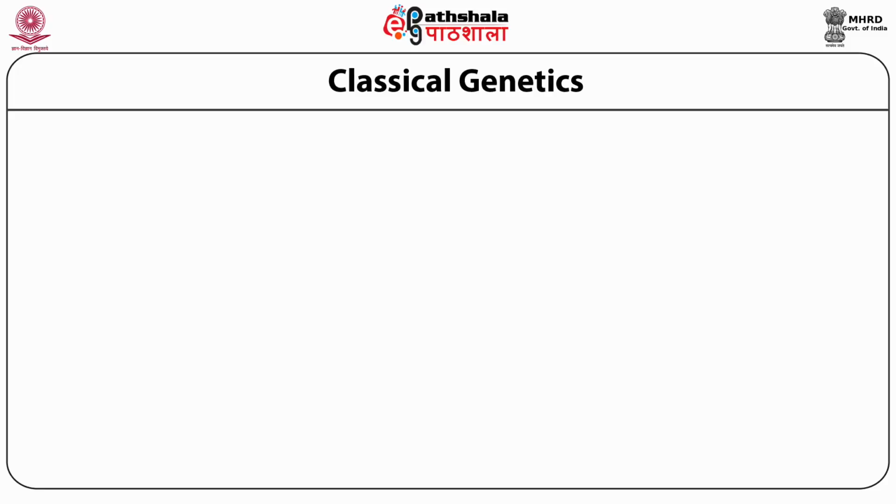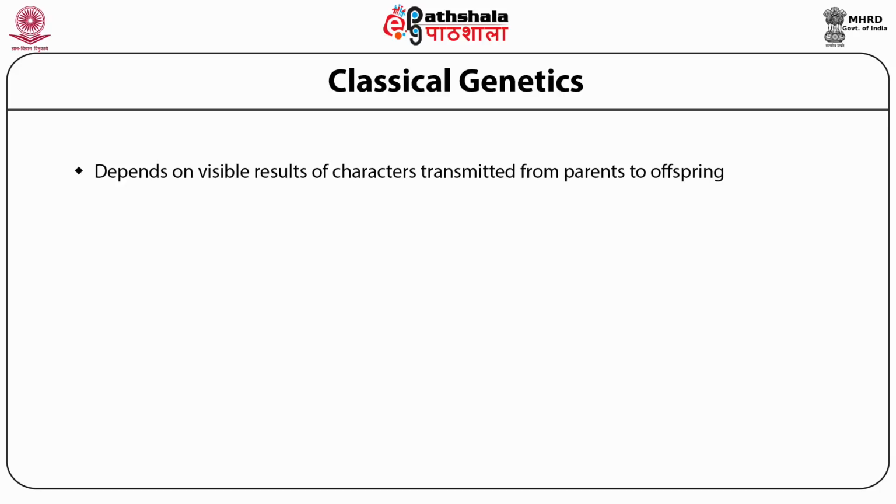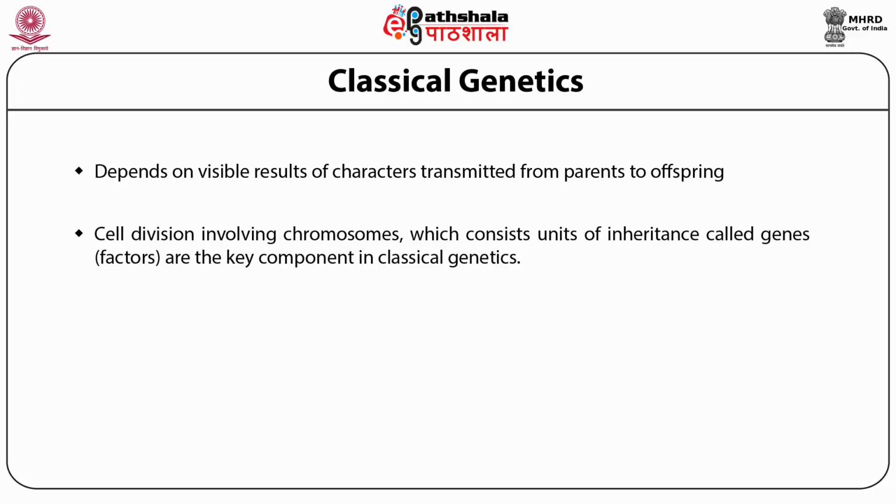Classical genetics is the branch of genetics that deals with the analysis of parents to offspring. It depends on the visible result of characters transmitted from parents to offspring. Mendelian experiments made it possible to identify the basic mechanism of heredity. Cell division involves chromosomes, which consist of units of inheritance called genes or factors; the factors are the key component in classical genetics. The human cell contains 46 chromosomes, that is, 22 pairs of autosomes and 2 sex chromosomes. It may be XX or XY. Meiosis in germ cells produces gametes, each with the haploid number of 23 chromosomes.